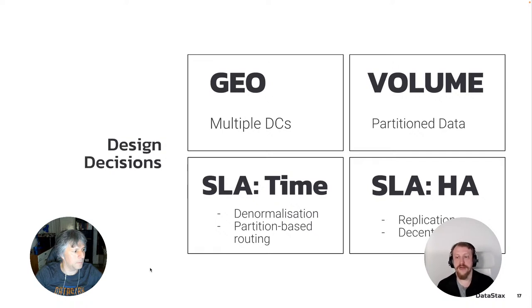And then finally, for high availability, we need to have replication, so our data is copied multiple times and stored on different servers, so a single server outage doesn't lead to a problem with the data. And then decentralization, to be explained soon.